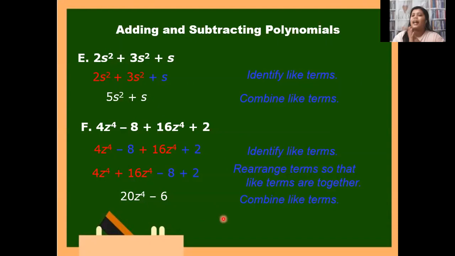And that would be all for today's tutorial. I hope that this lesson will help you understand more how to do adding and subtracting polynomials.